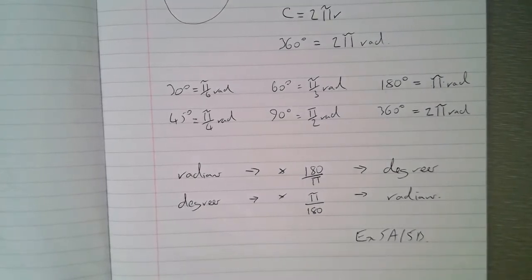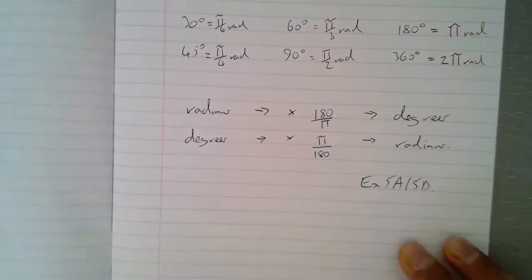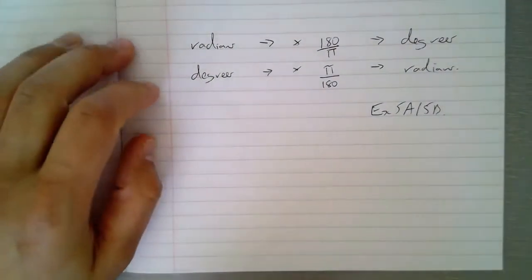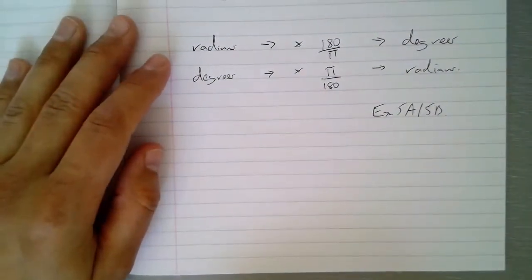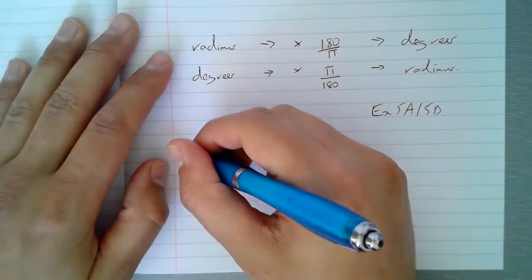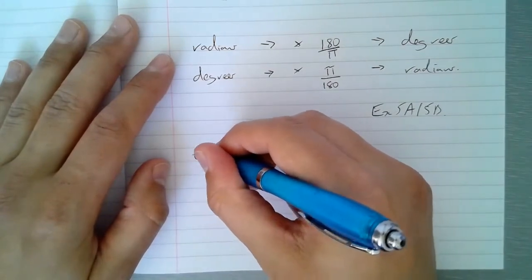Okay, what we're going to do now is start looking at arc length of a circle. So instead of using C for circumference, we'll also use L. Well, we don't obviously use it, but we are going to. We're going to use L as the arc length. Remember, the arc length of a circle is part of a circumference.